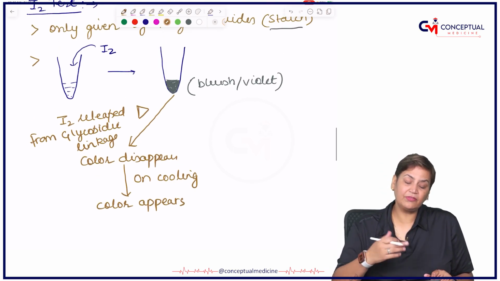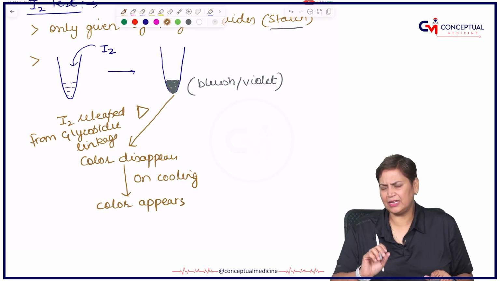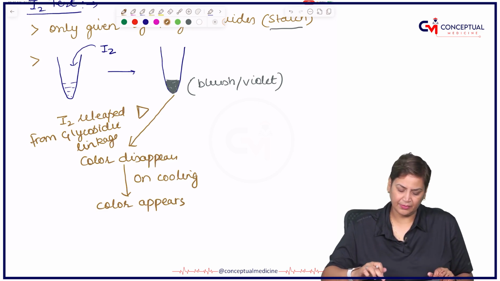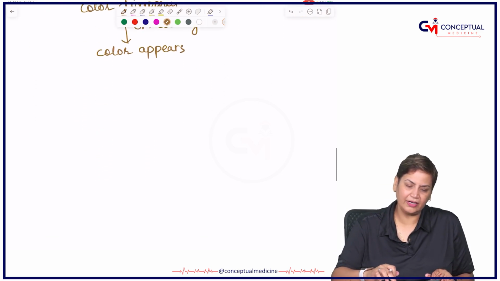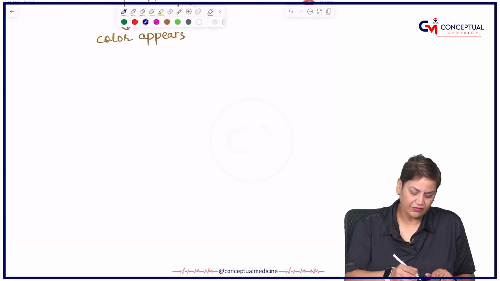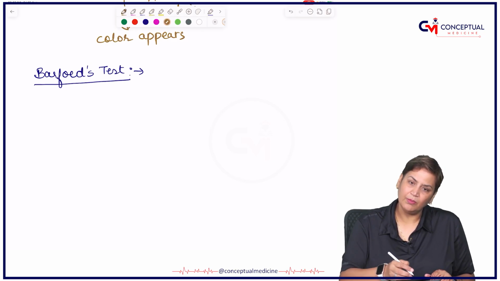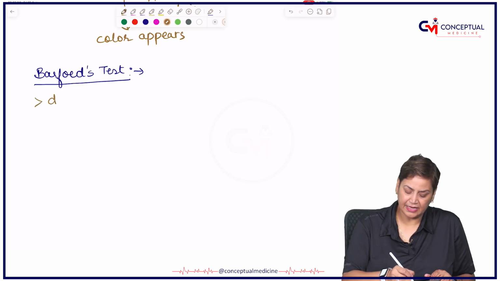Now, what if the sample is giving just the color of iodine? That means it is not starch. That means it can be a monosaccharide or a disaccharide. So for that we perform Barfoed's test. Barfoed's test distinguishes between monosaccharides and disaccharides.